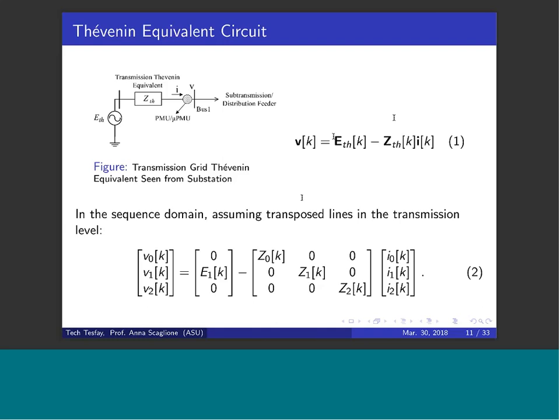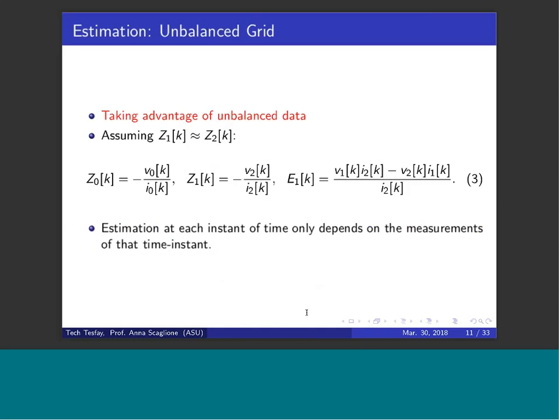So we cannot solve these two Thevenin unknowns using only this equation, but assuming that the transmission lines are transposed, we can convert this equation to this sequence domain equation, where we have the measurements of the voltage and current phasors from the PMU, and we have the impedance representation at this one. So if we consider the balanced case and the unbalanced case of a grid, we have two different ways of solving for the Thevenin parameters.